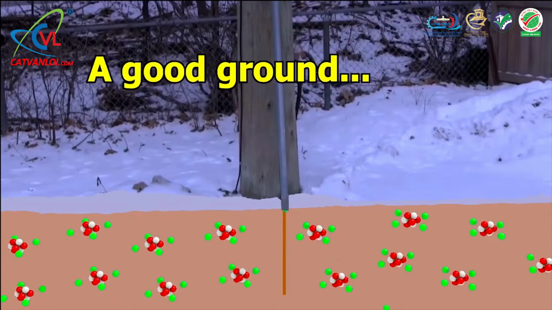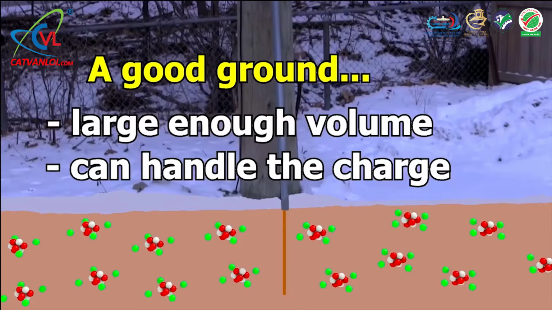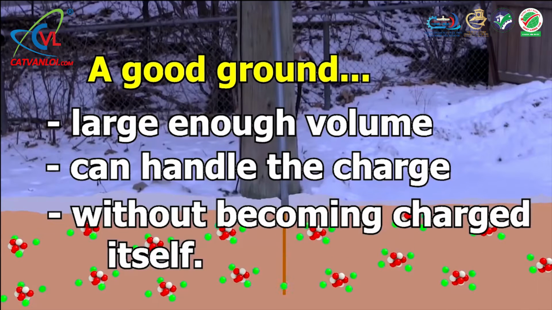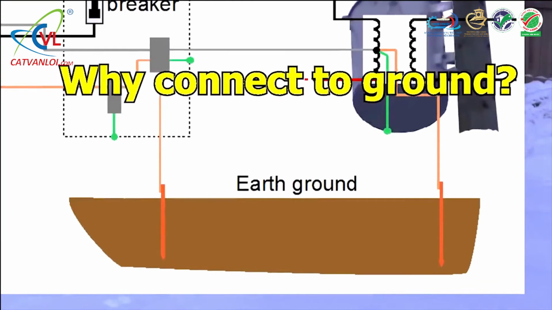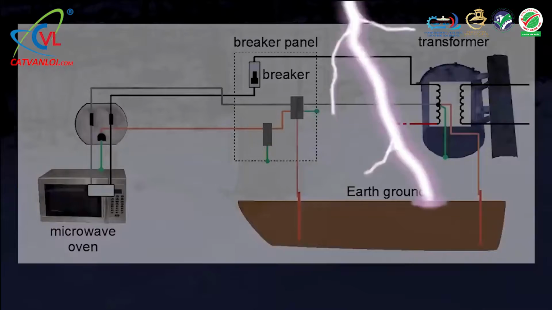So what's a good ground? A good ground is one that has a large enough volume that it can handle whatever charge you're trying to give it without it ever becoming very charged. Now back to why we're connecting wires all the way to earth ground. One reason has to do with lightning.